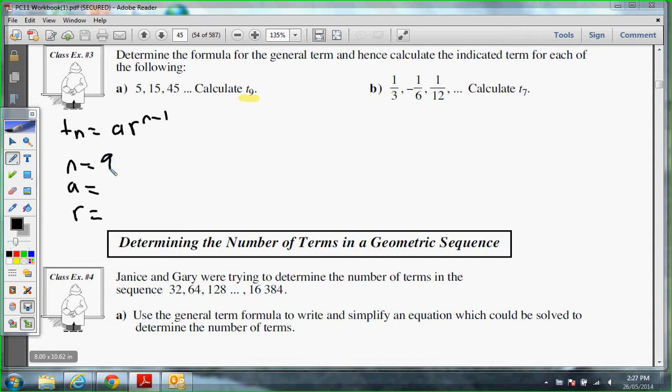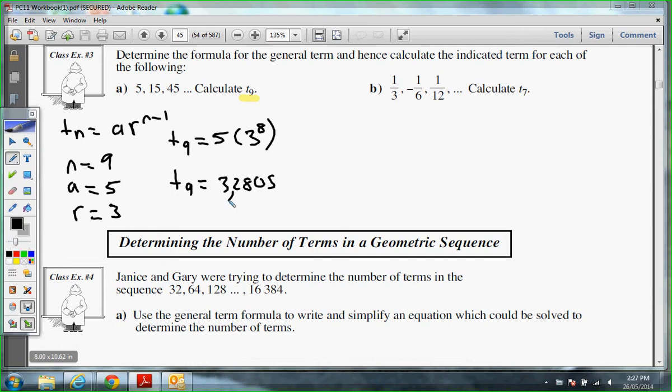Well, the term number they want is 9. It's right in the problem. The first number they give is a 5. My common ratio: 15 divided by 5 is 3, 45 divided by 15 is 3. My common ratio is 3. So to figure out T9, all I have to do is T9 equals 5 times 3 to the n minus 1, 9 minus 1 is 8. 5 times 3 to the 8, which will then give me for term 9: 32,805, by putting that into your calculator.